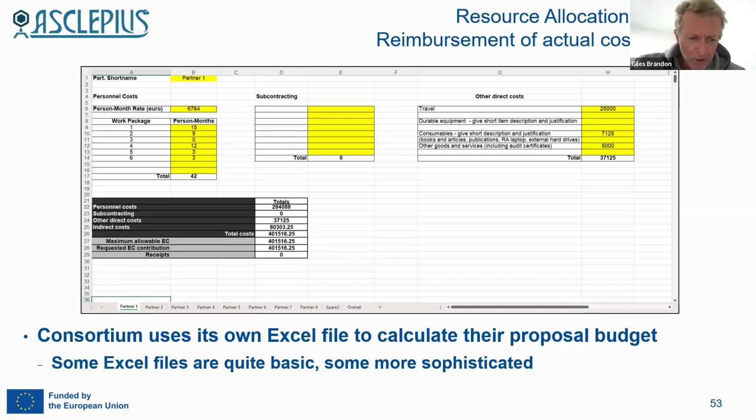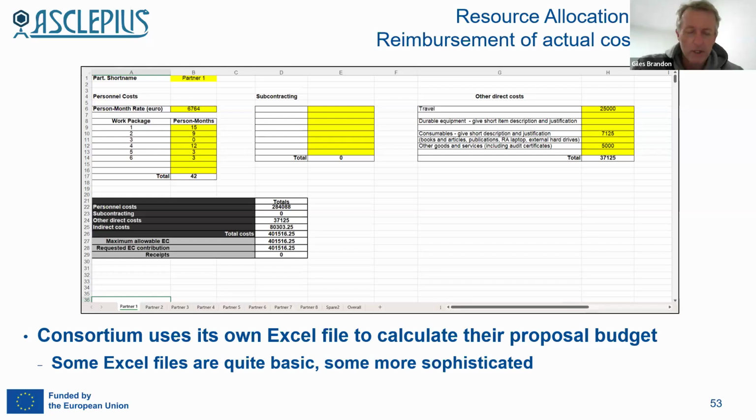Now, my word here is this screenshot shows the one that I typically use when I'm doing research and innovation action proposals. I keep it very, very simple. I have one sheet for each partner. For each partner, towards the left of the screenshot, I basically asked them to come up with an average person month rate for their organization. In this case, it was 6,764 for partner one. And then I asked them to indicate how many person months they need for each work package.